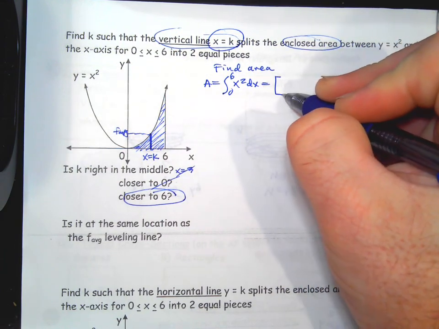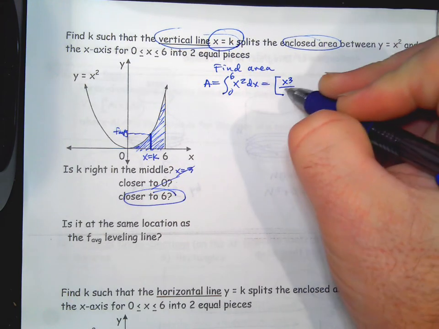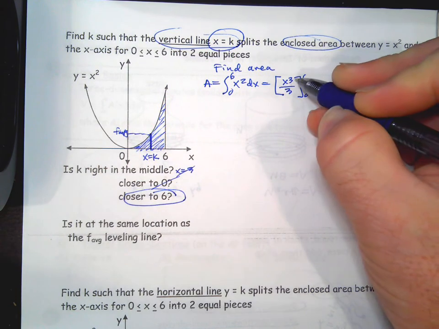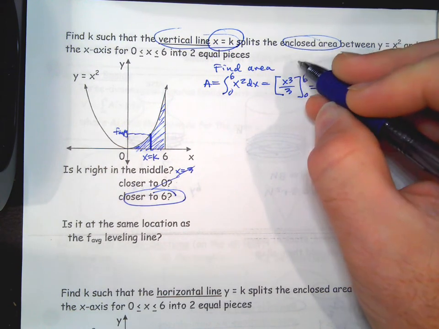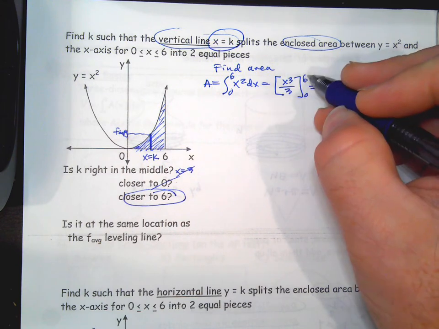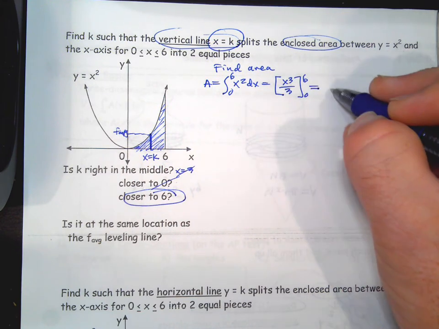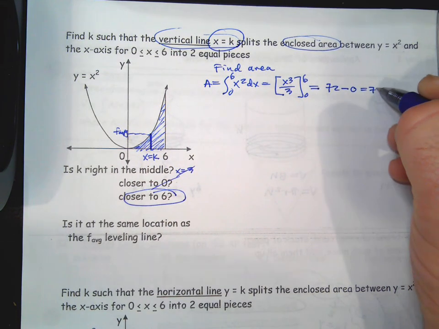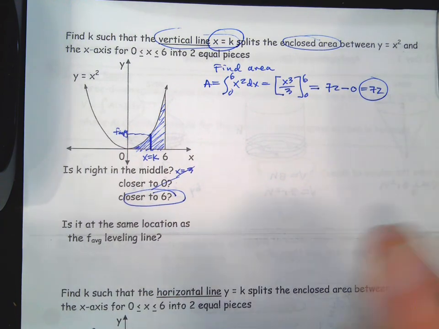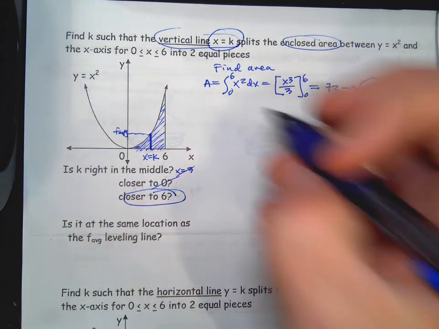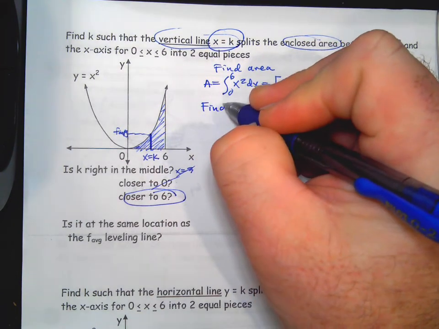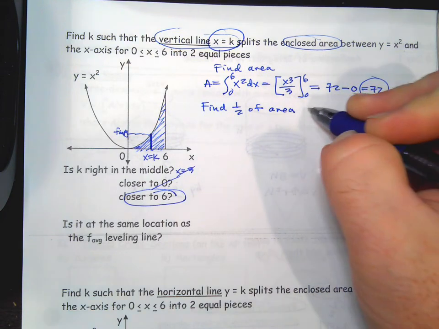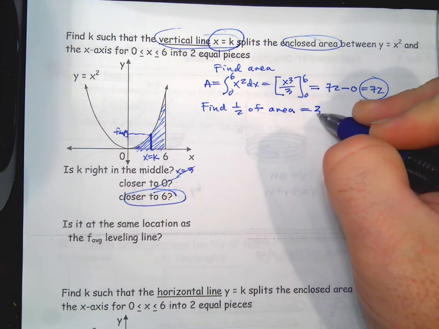The antiderivative is x cubed over 3, 0 to 6. We're going to plug 6 in. It's going to be 6 times 6 times 6. So the 6 and 3 will reduce to a 2, times 36 is 72. We plug in 0 and we get 0. So it's going to be 72. That's the entire area, right? Then we should probably find half of the area. We're usually not going to write all these steps out, but we're going to find half the area, which would be 36 in this case.